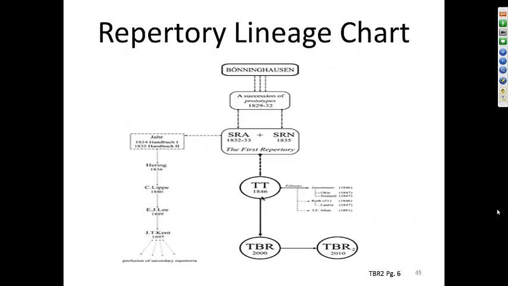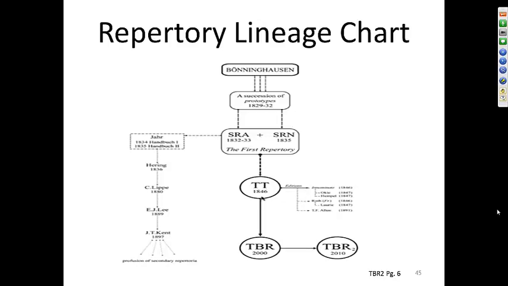Here you can see a little diagram. This comes from a number of George Dimitriadis' work, Homeopathic Diagnosis, and you can see a layout of how this all went. So here you've got Bönninghausen, then you've got those succession of prototypes between 1829 and 1832, and then those lead into the SRA, 1832, 1833 first and second edition, and then the SRN, which is the non-antipsorics, 1835.